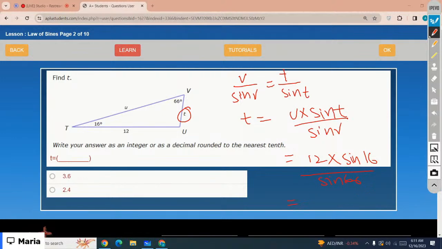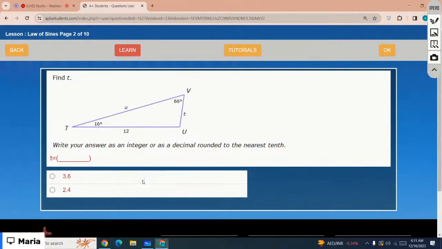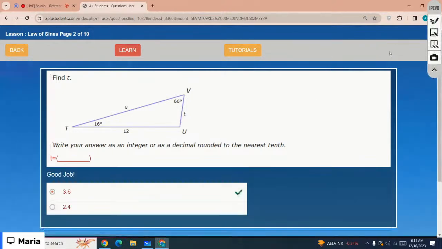So the correct option is, I'm just guessing the answer. I don't have a calculator right now, so you can use your own calculator to do the calculations. That is, I think 2.4, maybe 3.6. I'm just guessing the answer. Okay, that is 3.6, right?